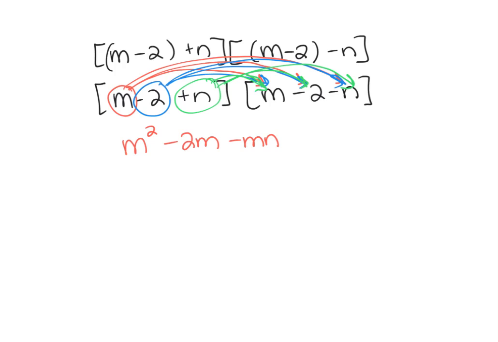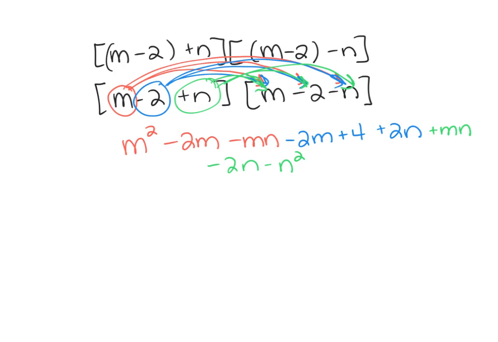Do this again. -2 times each term, that'll be -2m, then +4, +2n, where I'm just taking that -2 and multiplying it to each term. And then finally this n will multiply to each term. So that's an mn, a -2n, and a -n squared.